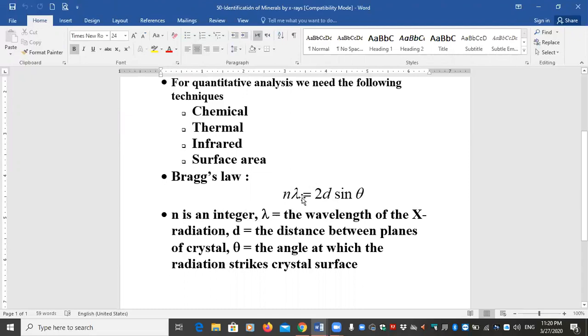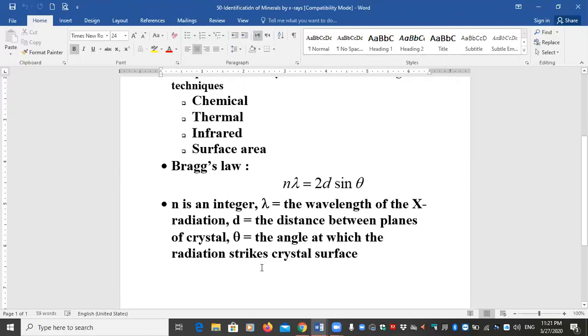Integer, you have learned that it means whole number, 1, 2, 3, 4, not fraction, whole number. Lambda, the wavelength of the X radiation, the X-ray that's going to hit the clay mineral or the soil. And d, the distance between planes of crystals. Theta, the angle at which the radiation strikes the crystal surface.